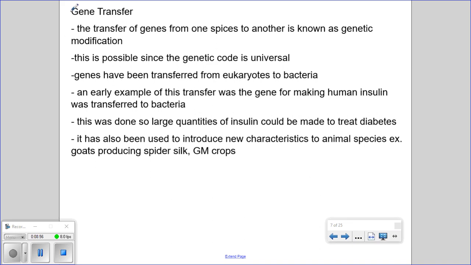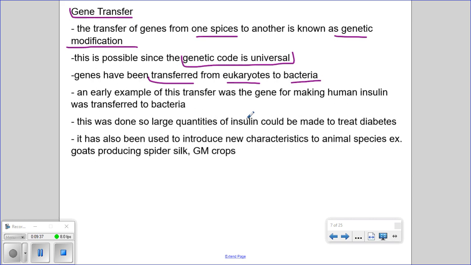So another biotechnology that's commonly used is gene transfer. And this is the transfer of genes from one species to another. When you do this, this is known as genetic modification. Remember that genetic modification is possible since the genetic code is universal. So those same codons that are found in RNA, are used to code for amino acids, are the same for all species that are classified as living. Genes, therefore, can be transferred from eukaryotes to bacteria.